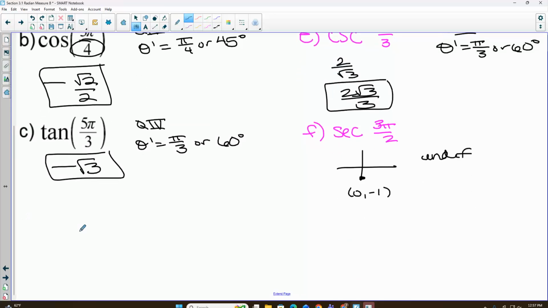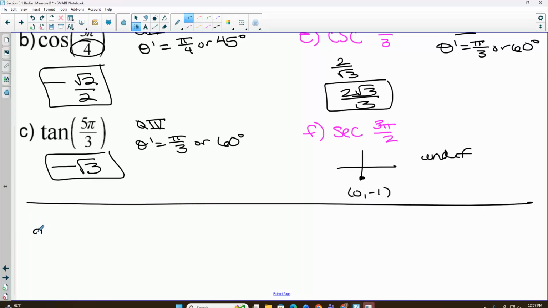All right, so these are the same questions. It's just I gave you a different unit to start with. Are we okay with those? What do you think you would do if I gave you, let's say, the sine of negative 5 pi over 4?